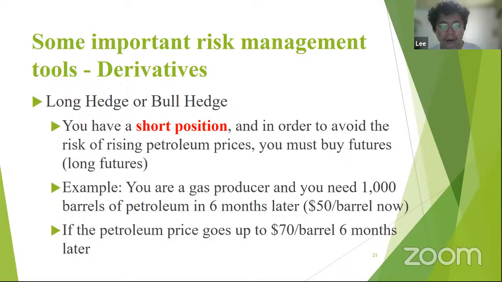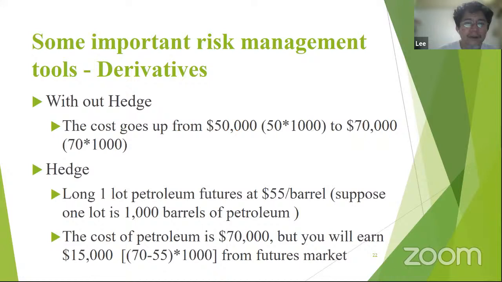So if the petroleum price goes up to $70 per barrel 6 months later, let's see what's going to happen. You can see here, without hedge, if you don't do anything, you just wait until you need the petroleum and then purchase it. So the cost goes up from 50,000 to 70,000. Because in the beginning the petroleum per barrel is $50, and you need 1,000 barrels in total, so if you purchase in the beginning, you only pay 50,000. But now because the price goes up from $50 to $70, in total the cost goes up from 50,000 to 70,000.